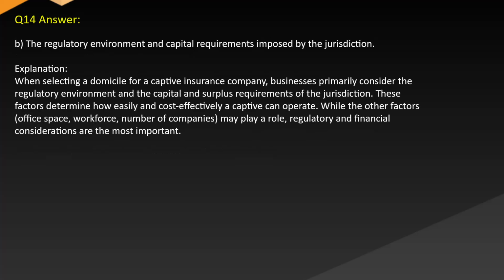Answer: B. The regulatory environment and capital requirements imposed by the jurisdiction. Explanation: when selecting a domicile for a captive insurance company, businesses primarily consider the regulatory environment and the capital and surplus requirements of the jurisdiction. These factors determine how easily and cost-effectively a captive can operate, while the other factors, office space, workforce, number of companies, may play a role. Regulatory and financial considerations are the most important.